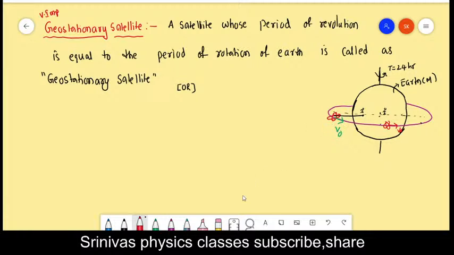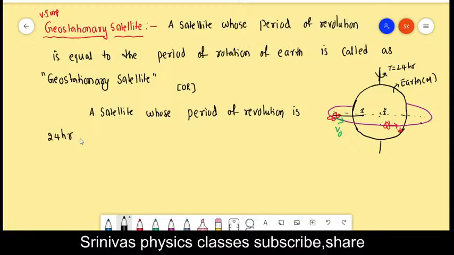That's why this fellow feels that the satellite is at rest. This is the geostationary satellite. A satellite whose period of revolution should be equal to the period of rotation of Earth. The period of rotation of Earth is what? 24 hours. A satellite whose period of revolution is 24 hours is called a geostationary satellite.